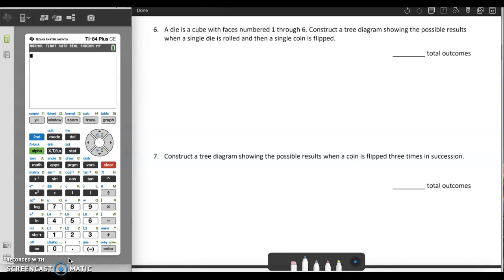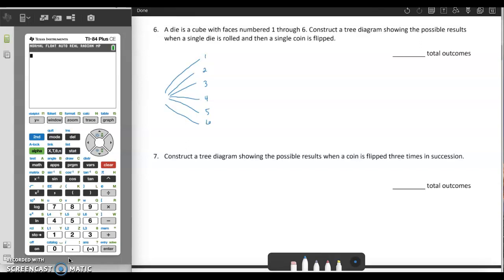Construct a tree diagram showing the possible results for when a single die is rolled and then a single coin is flipped. So notice there is a sequence of events happening here. First, we're going to roll the die, then we're going to flip the coin. So let's draw out what this would look like. So a tree diagram starts at the left and it goes out to the right and it has branches. So the first level is going to end up having 6 branches to it, because when you roll a die, you could roll a 1, 2, 3, 4, 5, or 6. So all those numbers go on my first level branches.